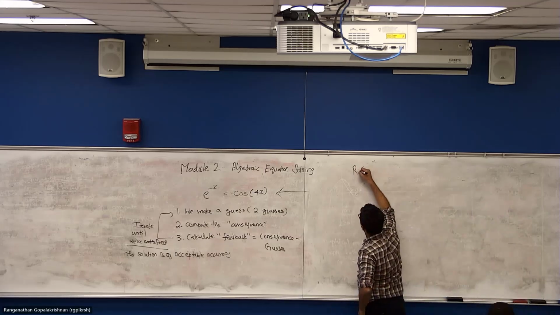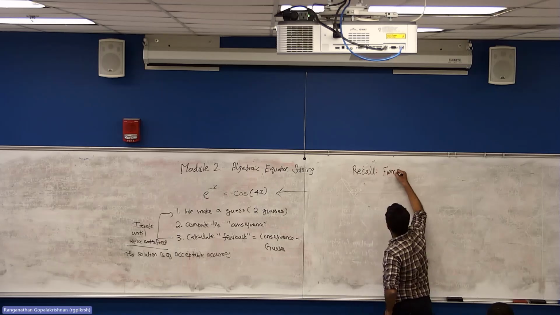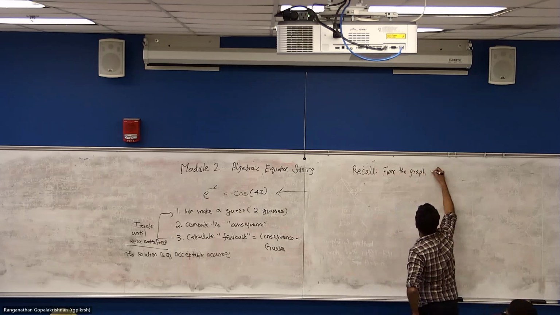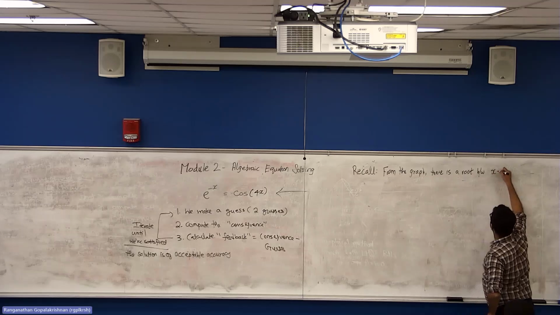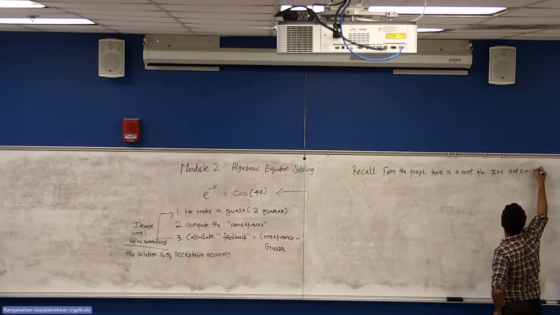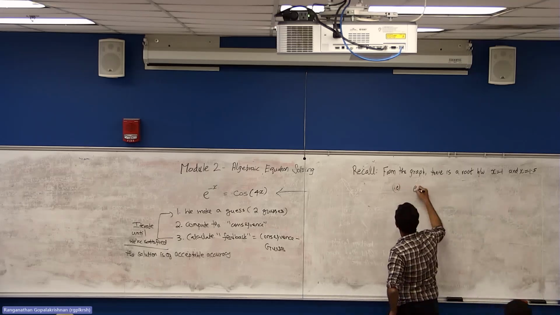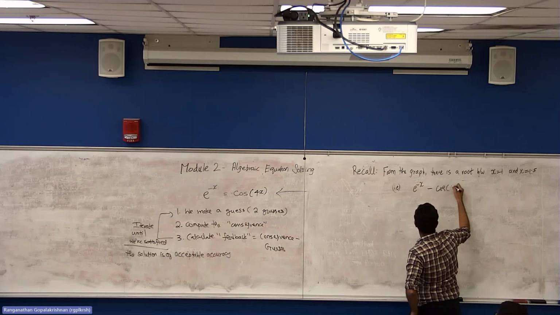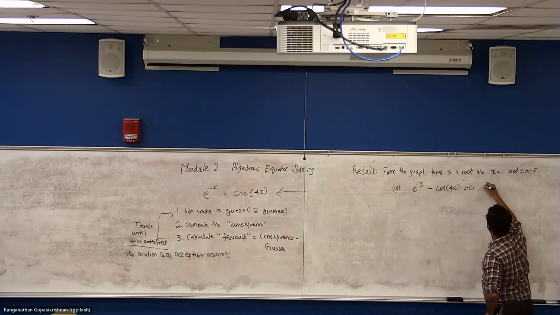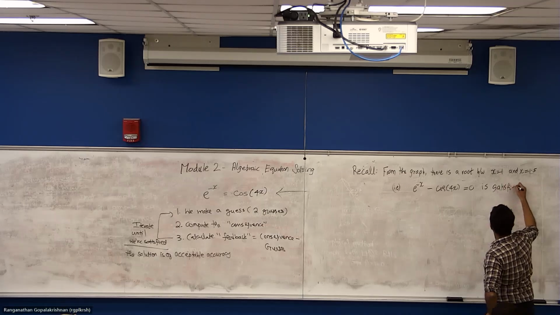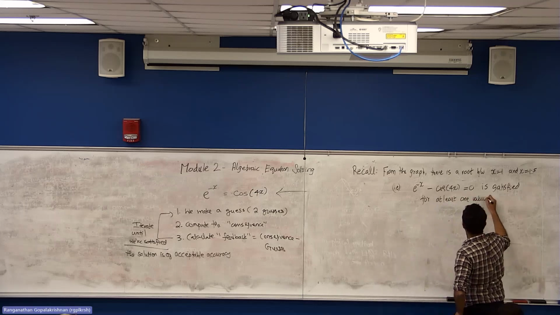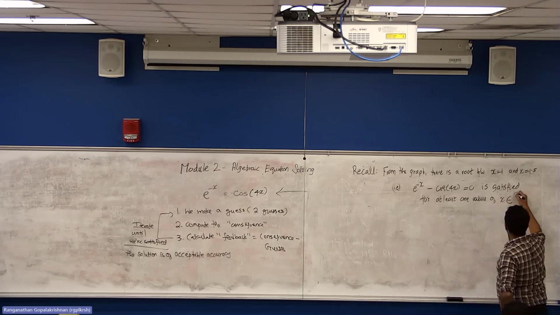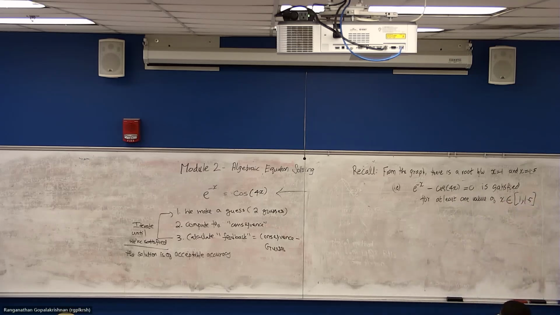Okay, so recall from the graph, there is a root between x equal to 1 and x equal to 1.5, meaning that e power minus x minus cos 4x equal to 0 is satisfied for at least one value of x in the interval 1 to 1.5. Okay, just translating it.